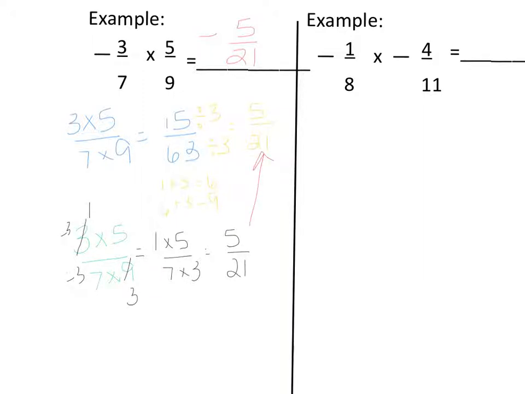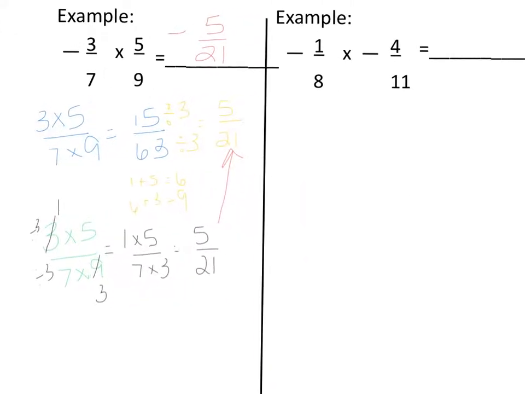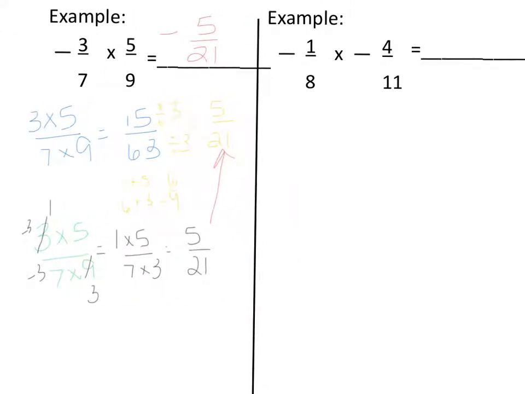So you can simplify at the end the way we did it the first time, which is the normal way that you have learned, or you can simplify in the beginning. It's called cross simplification. You can cross simplify in the beginning to make your numbers smaller in the end. Either way will work.